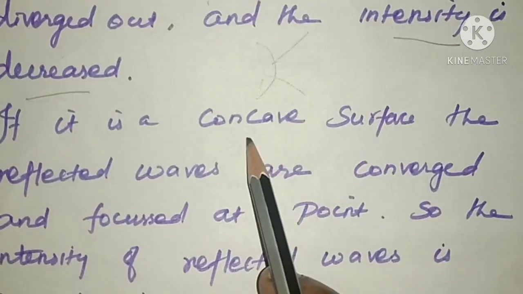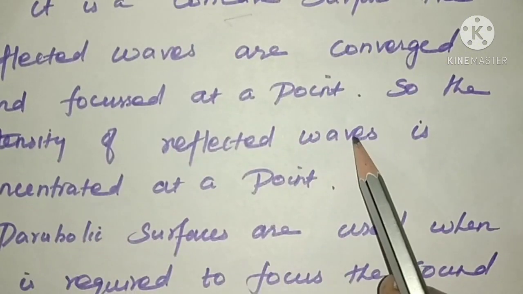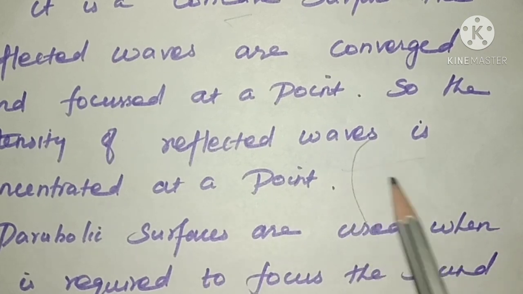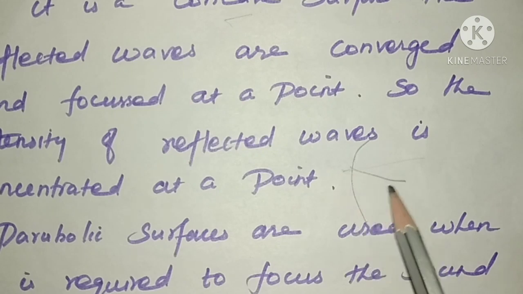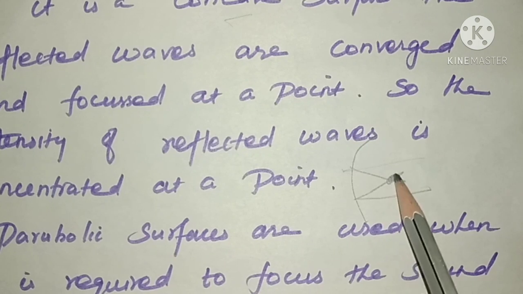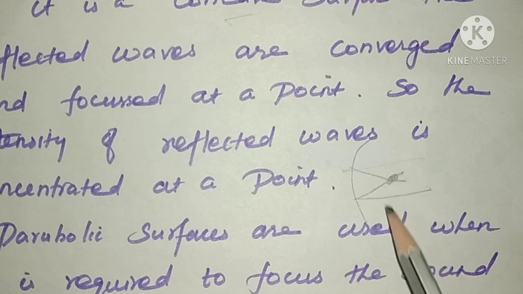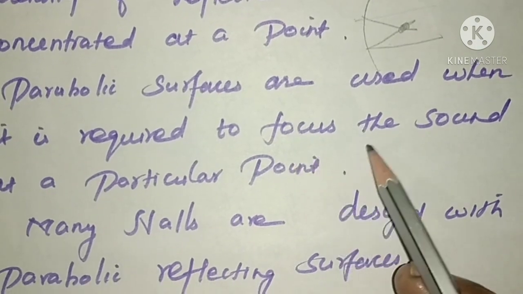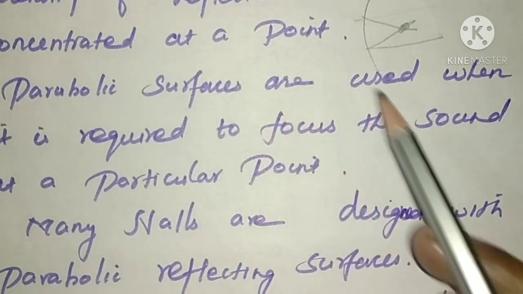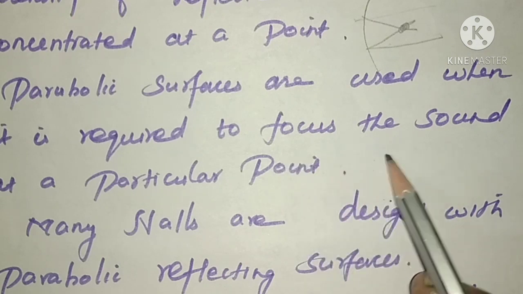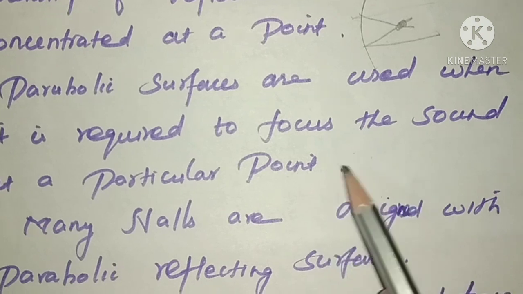Okay, and if it's a concave surface, what will happen? All the reflected waves will be converged at one particular point. After reflection it will be converged at one particular point. So here will the intensity of the sound wave increase or decrease? Yes, it will increase. Okay, and the parabolic surface is used to focus the sound at a particular point. Parabolic surfaces are mostly used because when one person is speaking at one particular point, the sound will be focused at the particular point.